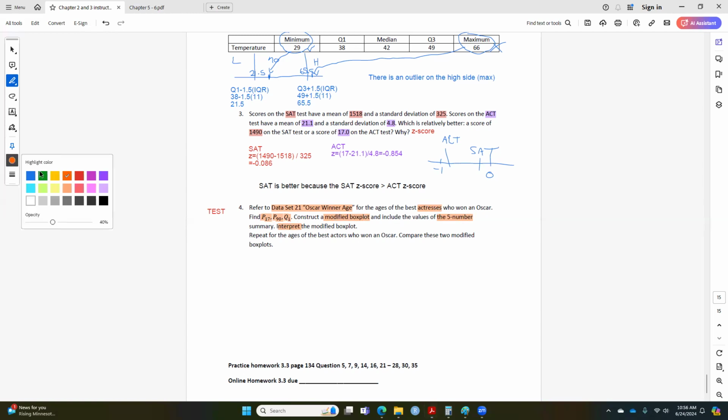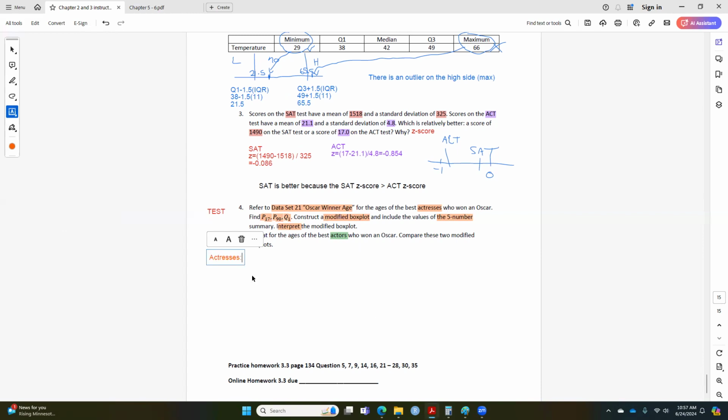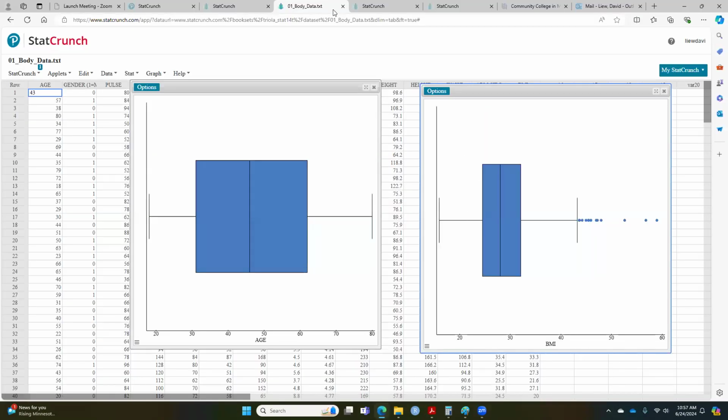Once you finish doing that, you have to repeat this again for the actors, the guys. So you have to find all this, draw the box plot, the 5-number summary, and interpret it. We're going to do quite a bit of work here. We will be doing actresses on this side.